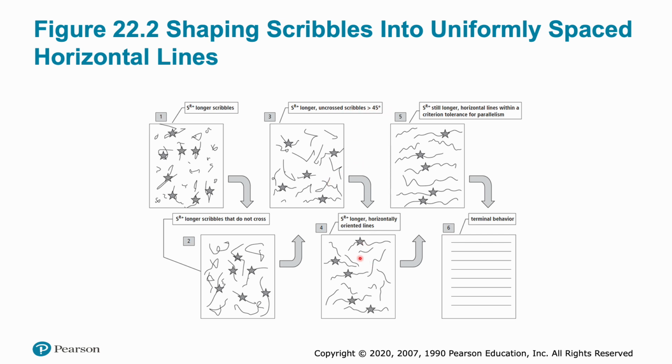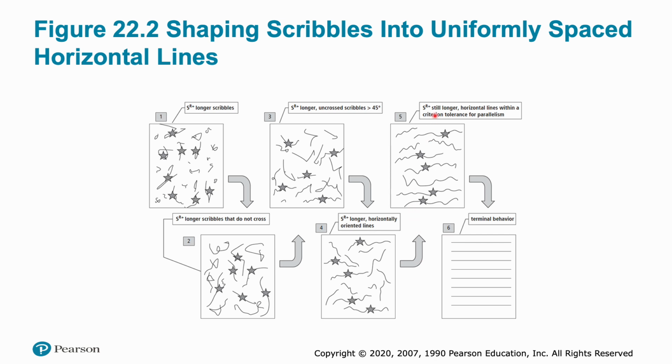Then it goes over to this one down here. They're only going to reinforce longer horizontally oriented lines. So as long as they are slightly horizontally oriented and they don't cross, then those will receive reinforcement. If you look, these are kind of going diagonally, and so they don't receive reinforcement, but the ones that appear to be going horizontally are receiving reinforcement, okay? Now it's going to progress over to step 5.